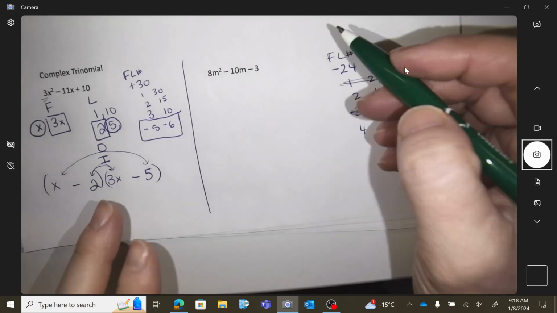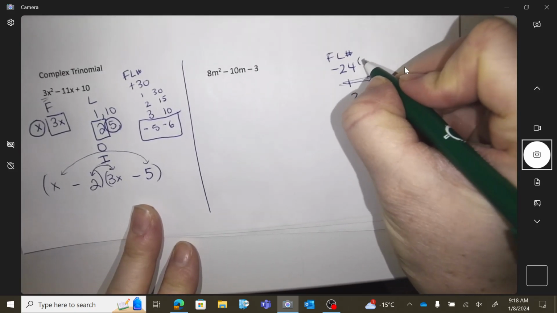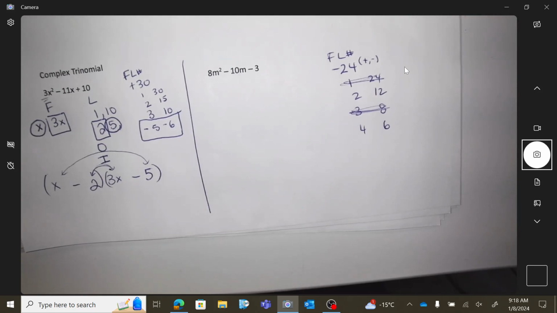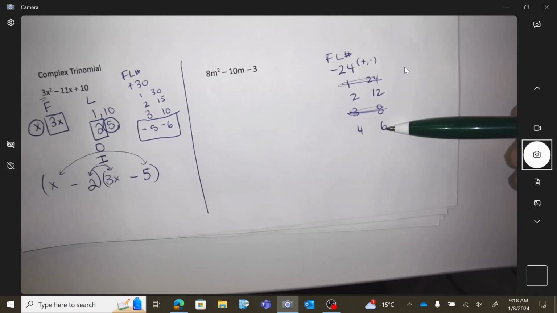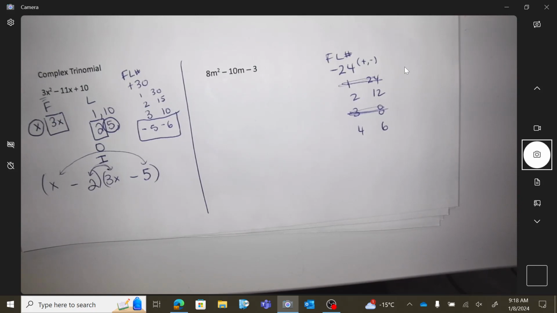How do you multiply to a negative? One of these numbers is going to be a positive and one is going to be negative, right? So which set would get you to the negative 10, knowing that there's a plus and a minus involved in this?